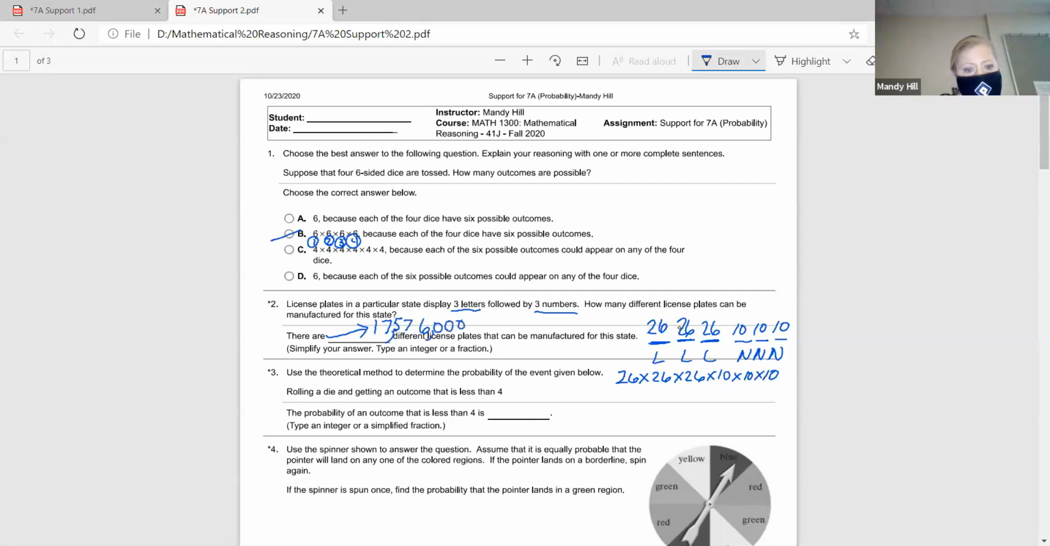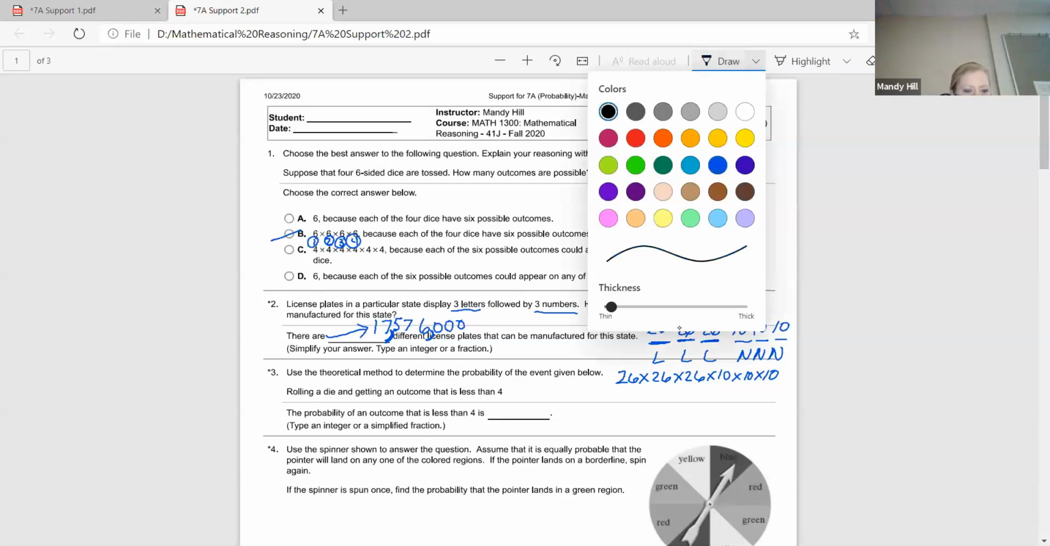Okay, so 17,576,000 different options that we would have for license plates. So if you had a state that had over that many people, you might have some issues, right? Over 17 million, but that's not going to happen very much. And they would all have to be drivers and all have to have a car.